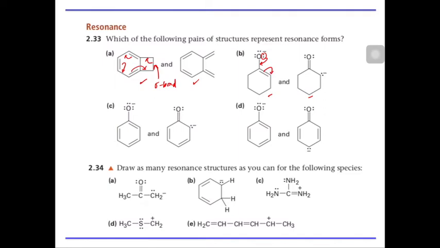Upon moving this non-bonding electron here, you have this resonance form. And when this one moves once again, pushing this one above, you form the other structure, this one. So these two are resonance forms.